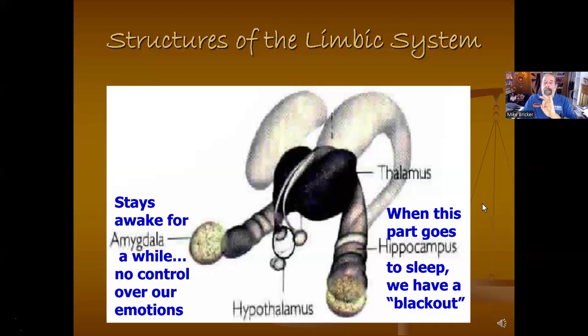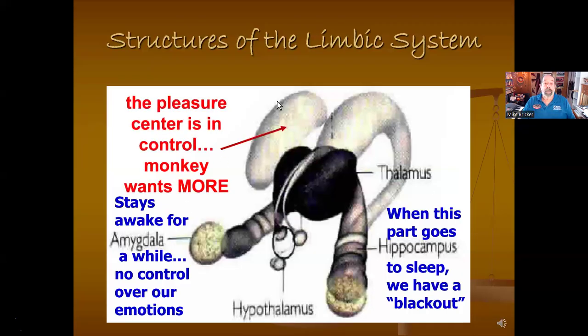And by the way, when you have a blackout, what happens 2 or 3 days later, right? All of a sudden you start to get these little flashes of memory that come out. That's because the hippocampus just kind of stored them randomly in the cortex without any frame of reference. But now the pleasure center is in control and the monkey wants more. This is one of the principal reasons for overdoses.